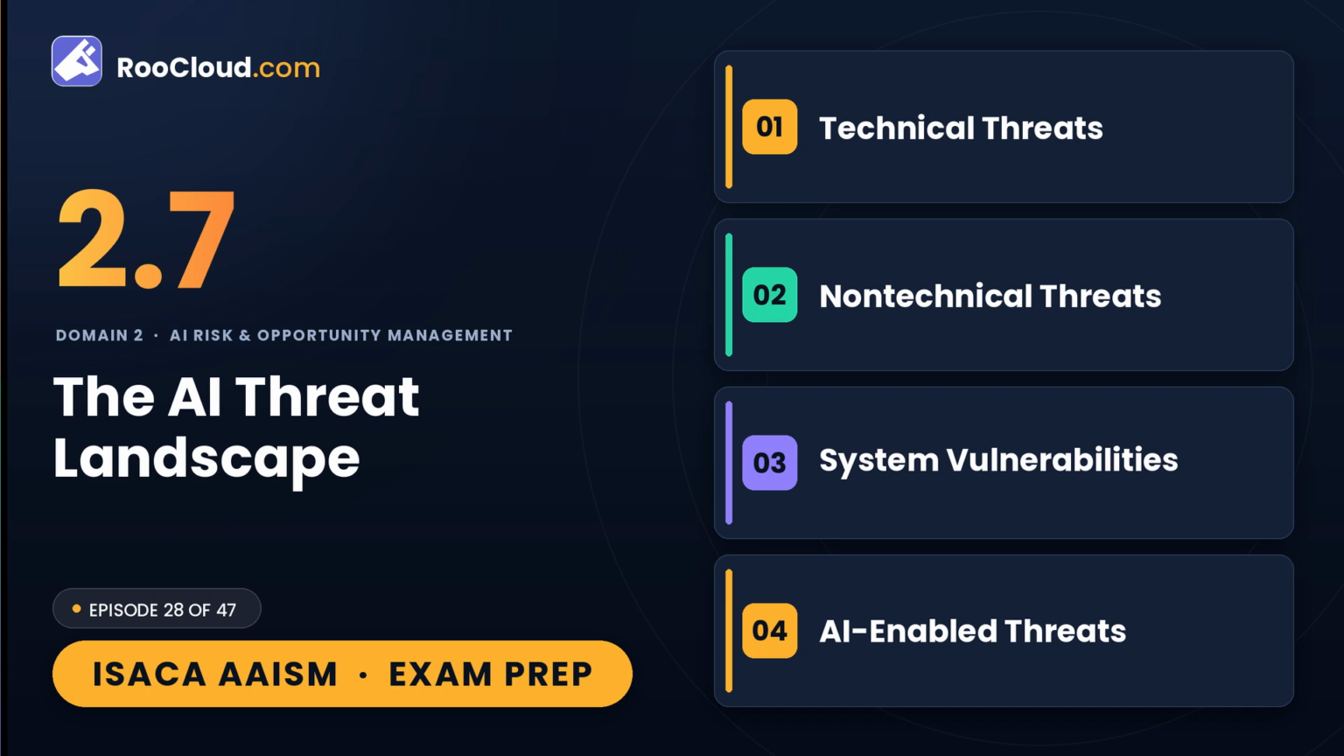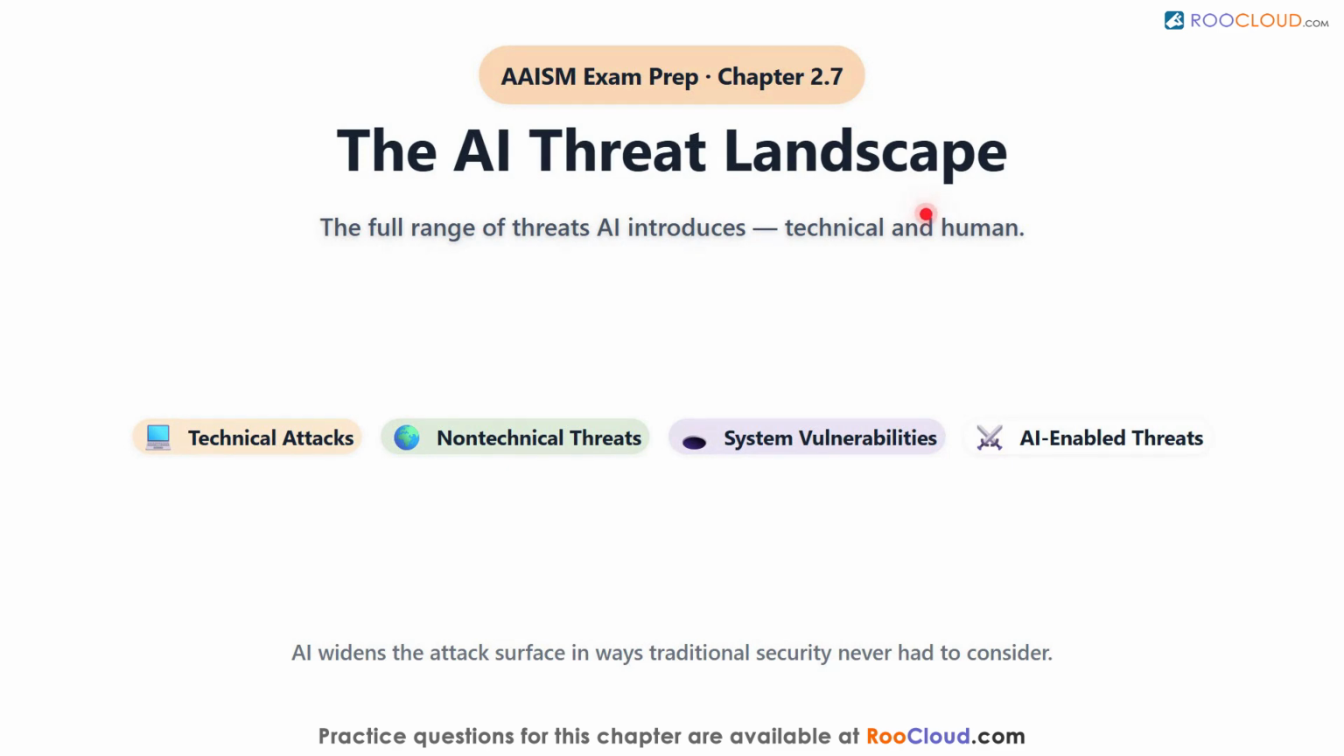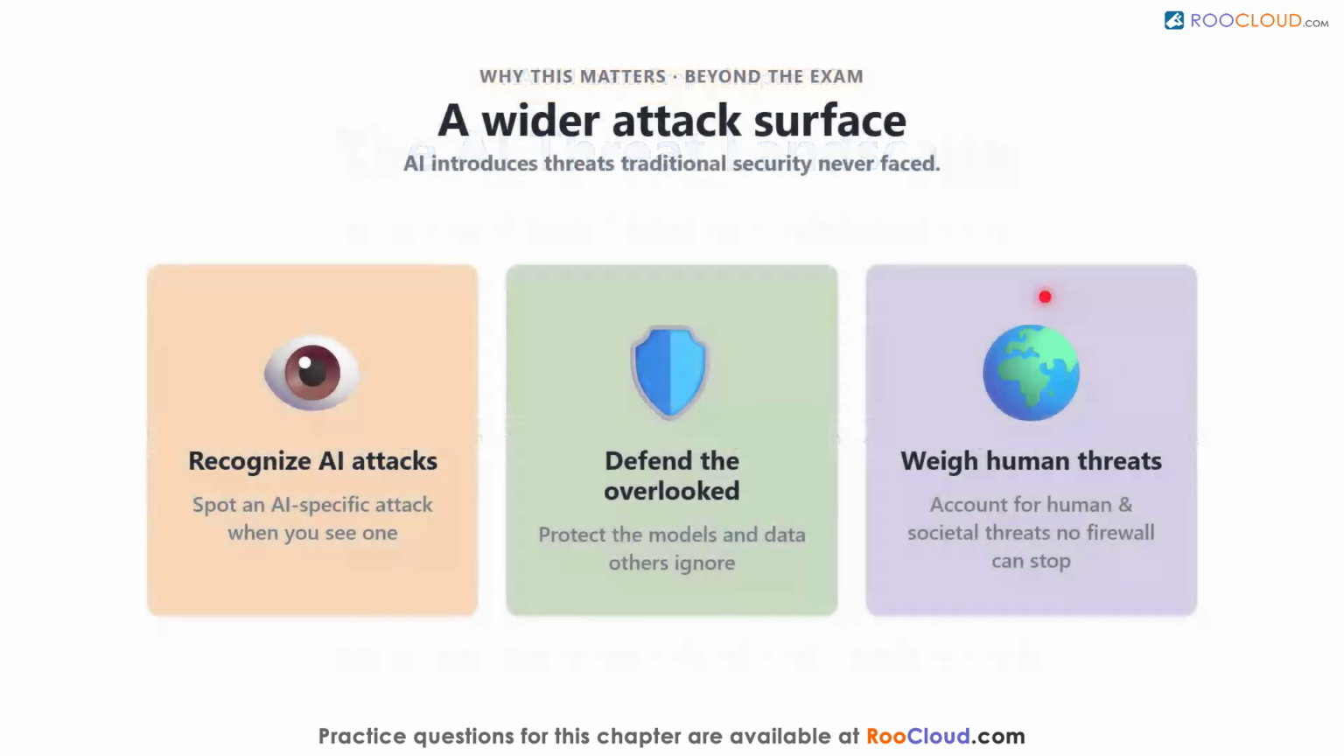Welcome to Domain 2, Section 2.7, the AI Threat Landscape. In this session, we will map the full range of threats AI introduces, both technical and non-technical, look at specific technical attacks in detail, and cover system vulnerabilities and the new threats that AI itself enables.